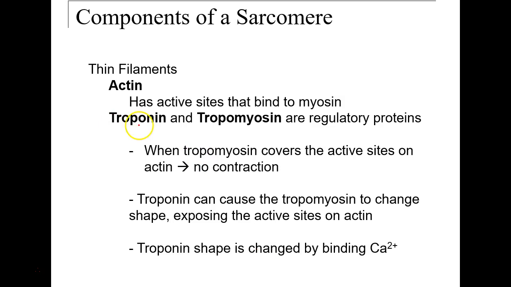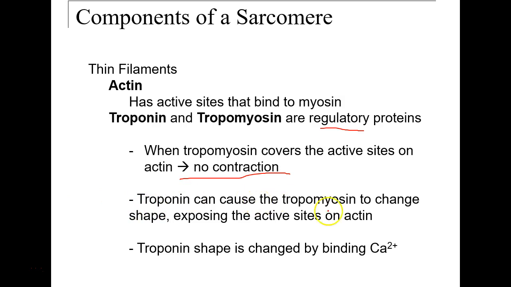Okay, so actin, we have active sites for myosin to bind to, but they are covered by troponin and tropomyosin, which are the regulatory proteins. So tropomyosin is going to cover the actin. That means there is no contraction. So at rest, no contraction or connection between myosin and actin.